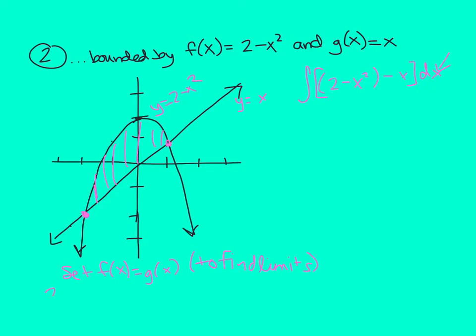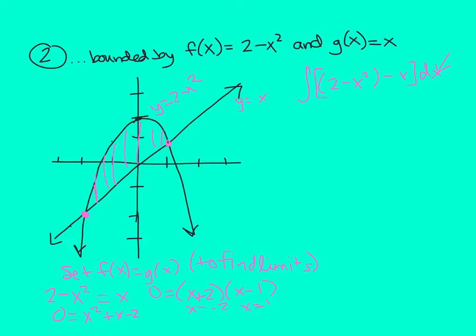So we're going to set these two equations equal to each other. I get 2 minus x squared equals x. And this one is a nice factoring one. I end up getting x squared plus x minus 2. That factors to x plus 2 times x minus 1. That gives me x equals 1 and x equals negative 2.